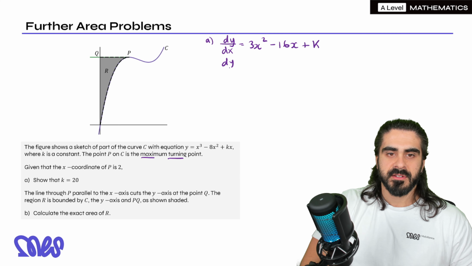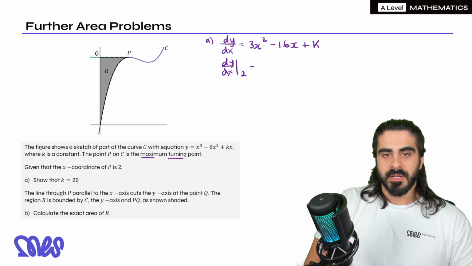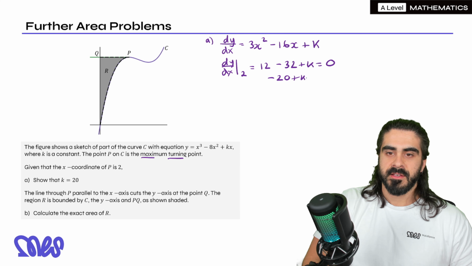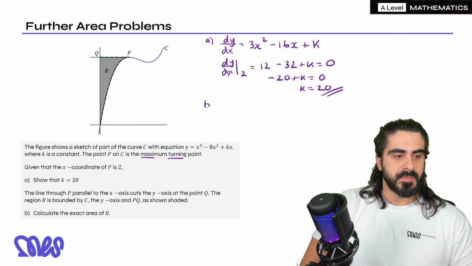Now this gradient has to equal 0 when x is 2. It says the x coordinate is 2. When we sub in 2 here, 2 squared is 4, times 3 is 12. 2 lots of 16 is 32. This should equal 0. We get minus 20 plus k is 0. So k is 20.